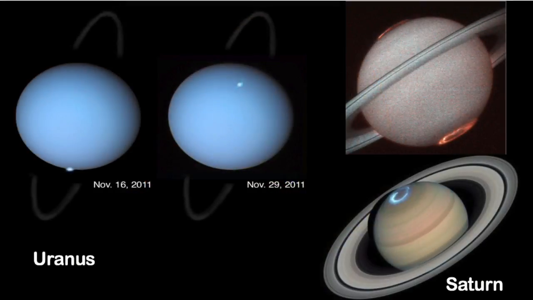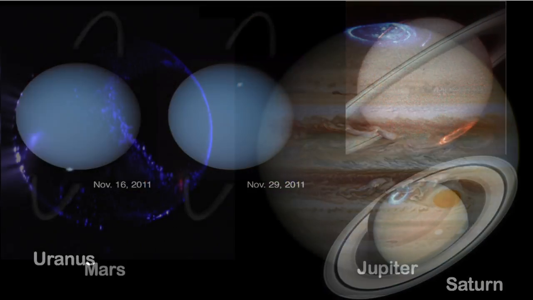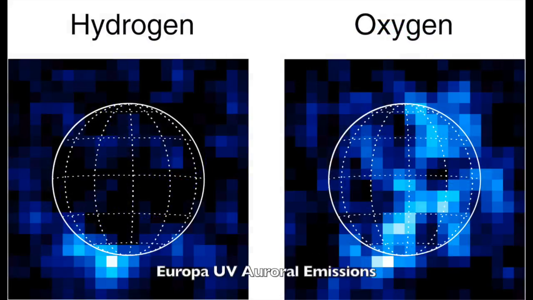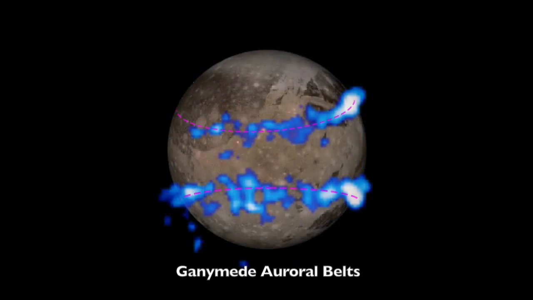Do other planets have auroras? Auroras have been observed on Uranus, Saturn, Mars, and Jupiter. Even some of Jupiter's moons have been observed with auroras, like Europa and Ganymede.